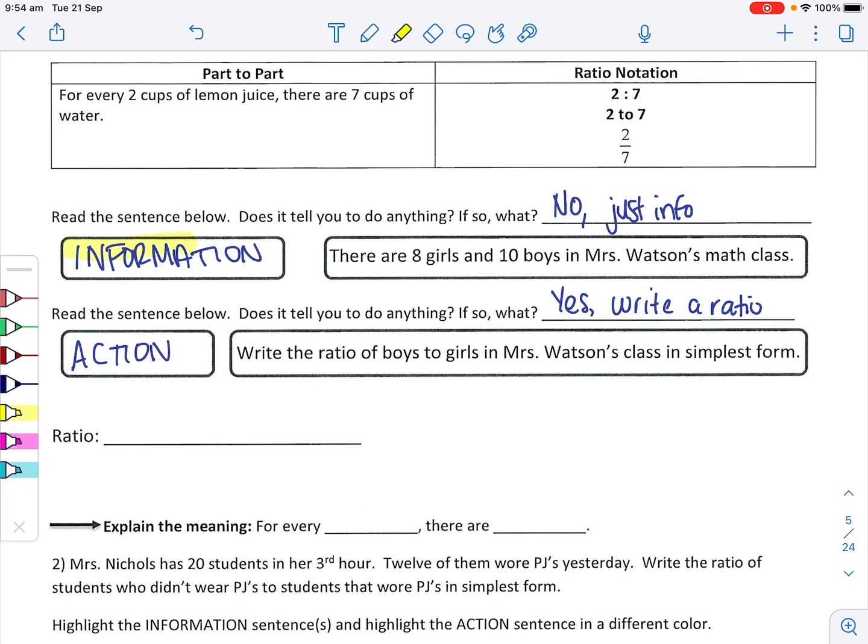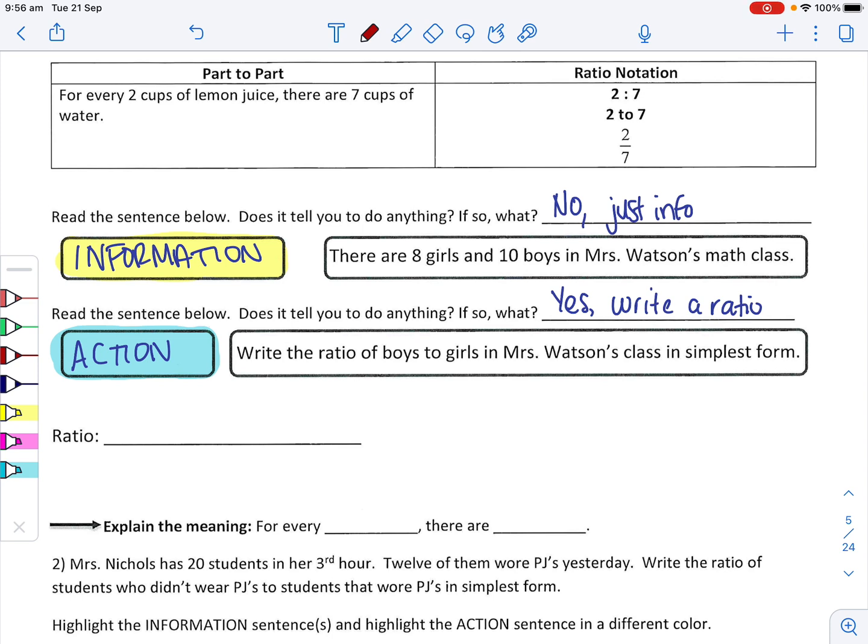Now, at this point, I'm going to highlight because I'm going to use the same colors as I go through all of this. So I'm going to use yellow for info. So yellow is going to be my information sentence and blue is going to be my action sentence. So as I do the next examples, I'm going to use yellow for information, blue for action. Now the next thing I'm going to do is I'm going to write the ratio. So I'm actually going to do that.